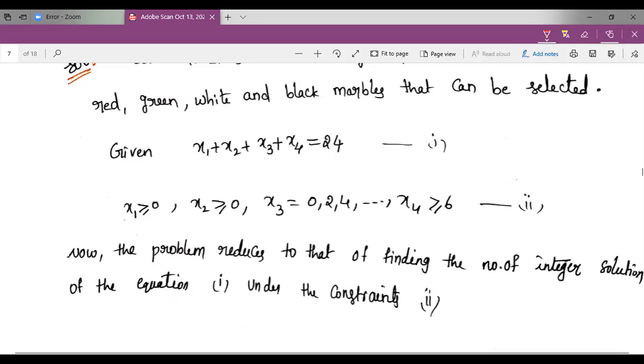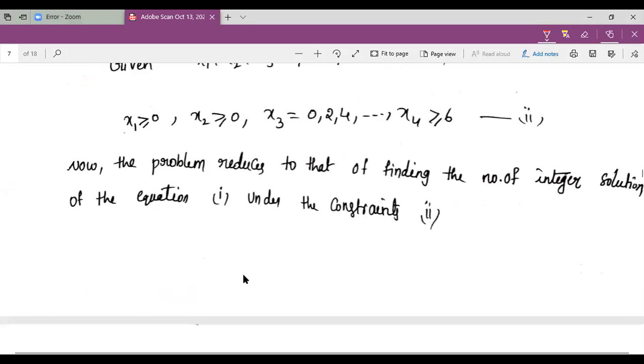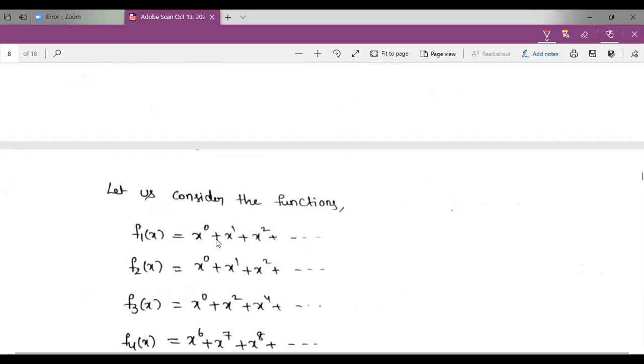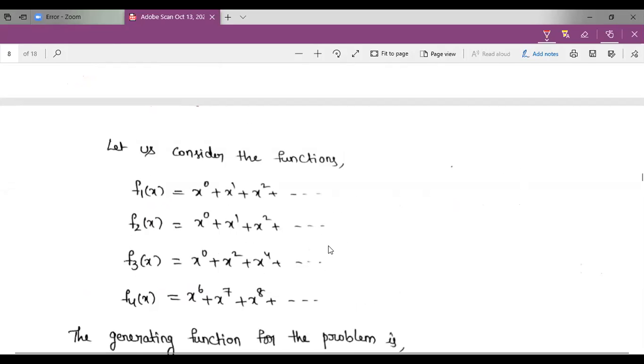So using these constraints, we define the functions. First function f1 of x is equal to x power 0 plus x power 1 plus x square plus and so on, and f2 of x is equal to x power 0 plus x power 1 plus x square plus and so on. The condition for x3 is we have to pick only an even number of marbles, so x power 0 plus x square plus x power 4 plus and so on. And the condition for black marble is not less than 6, so we have to start from 6: x power 6 plus x power 7 plus x power 8 plus and so on.